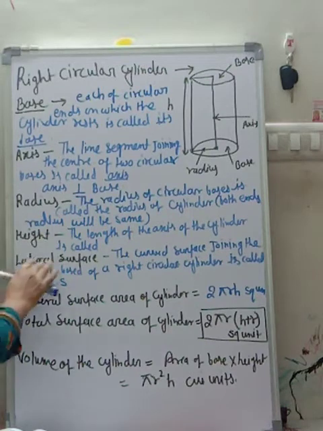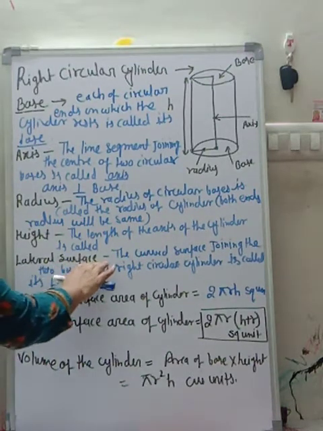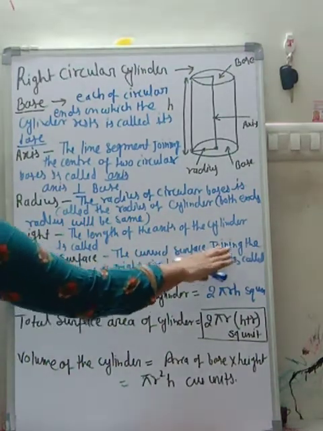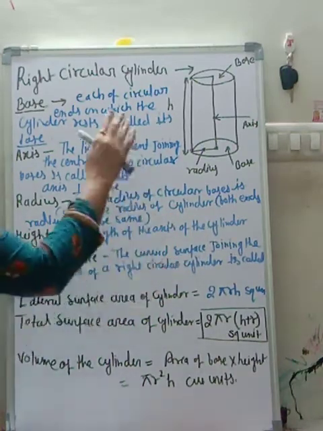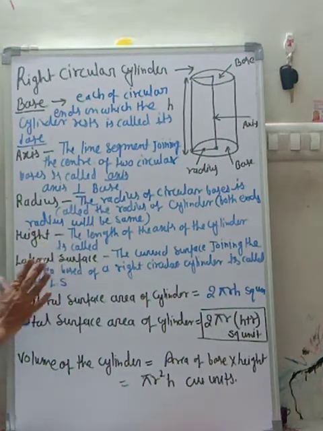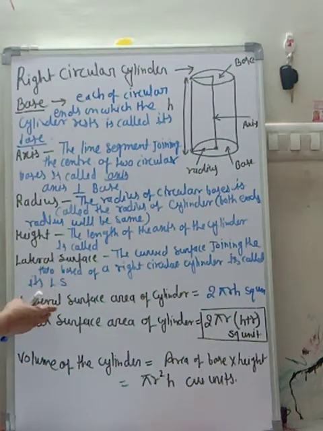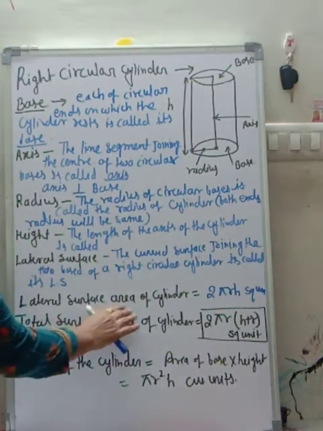Now the next term is lateral surface. So what is the lateral surface? The curved surface joining the two bases of a right circular cylinder is called the lateral surface. Now here is the formula for the lateral surface area of a cylinder.